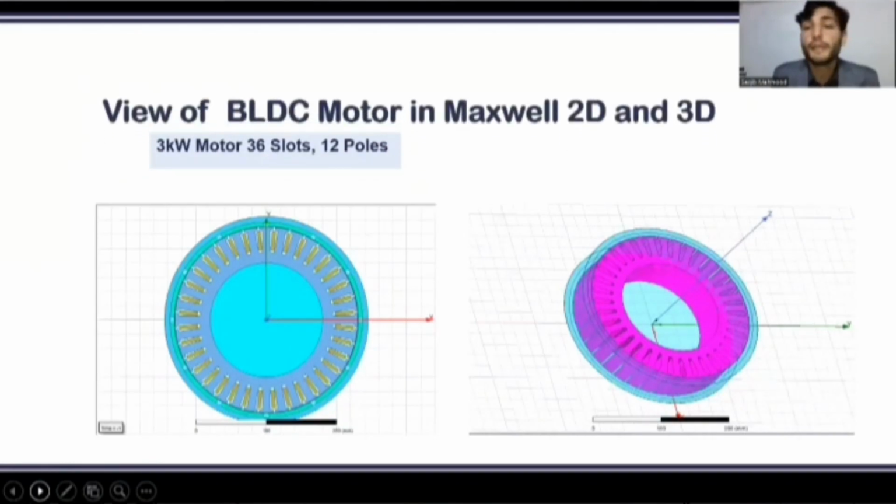So this is the 2D and 3D view of the 36 slot 12 pole motor. We kept the axial length of this motor at 30 millimeter. We can see that the stator is kept inside of this model and the rotor is outside, and this is the 2D model.